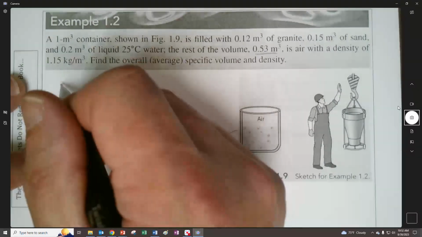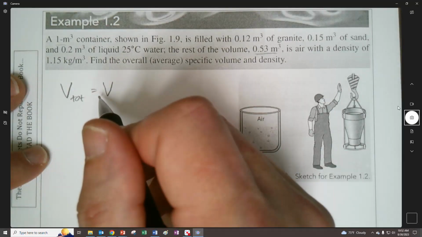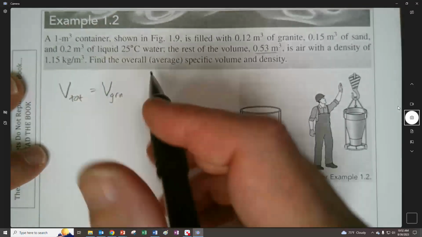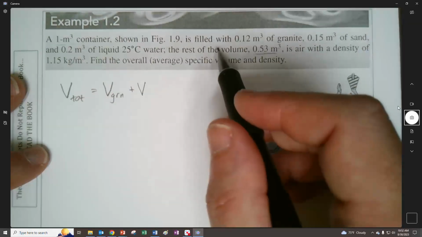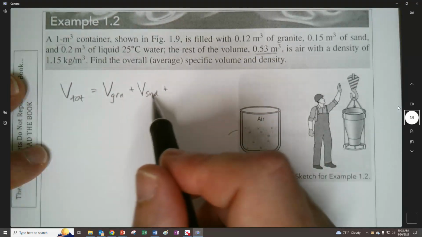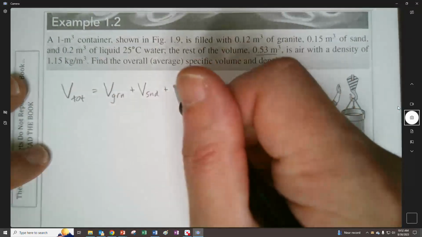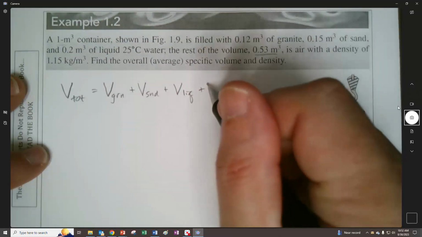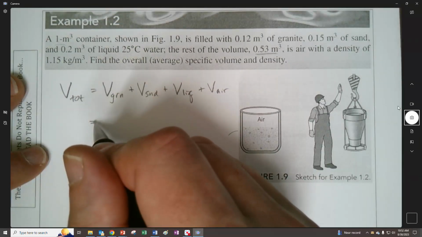So they said this total is going to be equal to V subscript granite, GRN, plus, and I'm just picking these subscripts myself, I don't know what to call them, SND for sand, I try not to go to 4 subscript letters, but sometimes I do, then the liquid, and then plus V air. And you could add these all up if you're a skeptic.